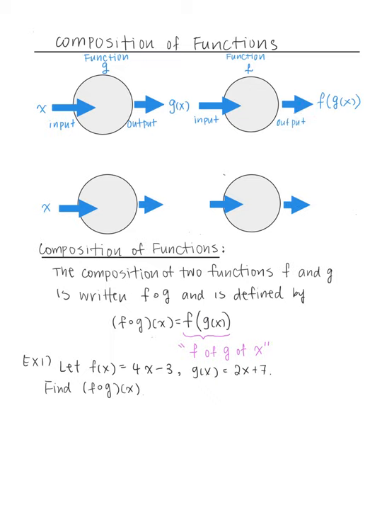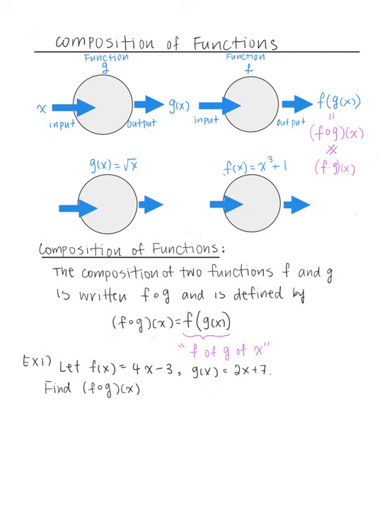Now the notation for that is we write it as f of g of x. The "of" means that there's a little circle there. That's the notation for the composition. Now, please note that this does not equal f times g of x. Okay, so let's do an example by using this picture.